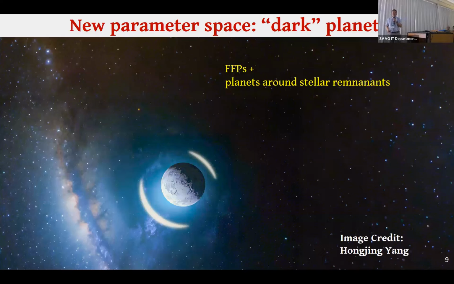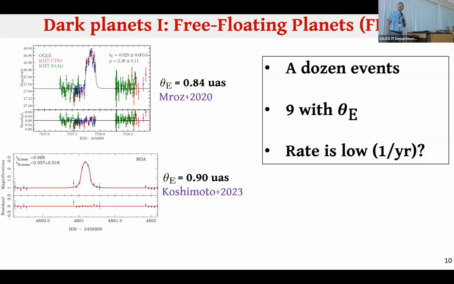Now, of course, not all lenses are luminous, and there is a different primary space where we can probe dark planets, and I will touch upon two of these. One is free-floating planets, and the other one is planets around stellar remnants, in particular around white dwarfs.